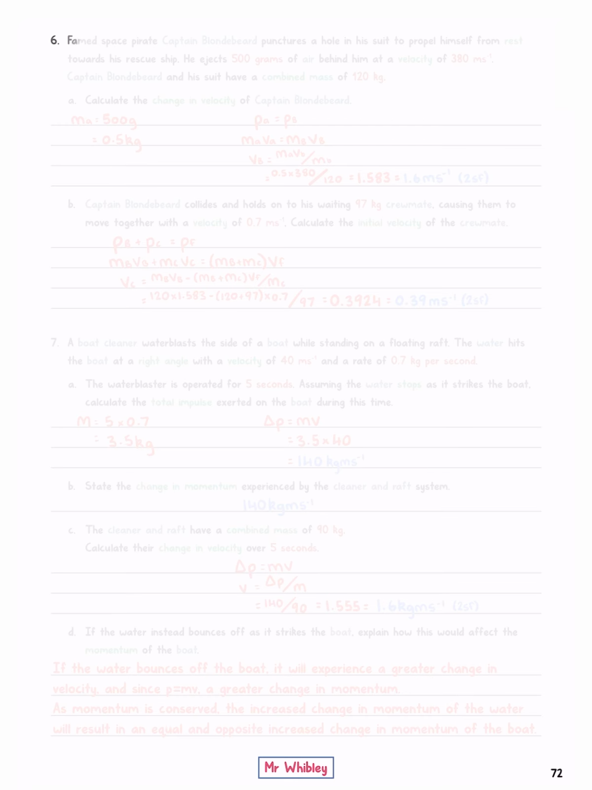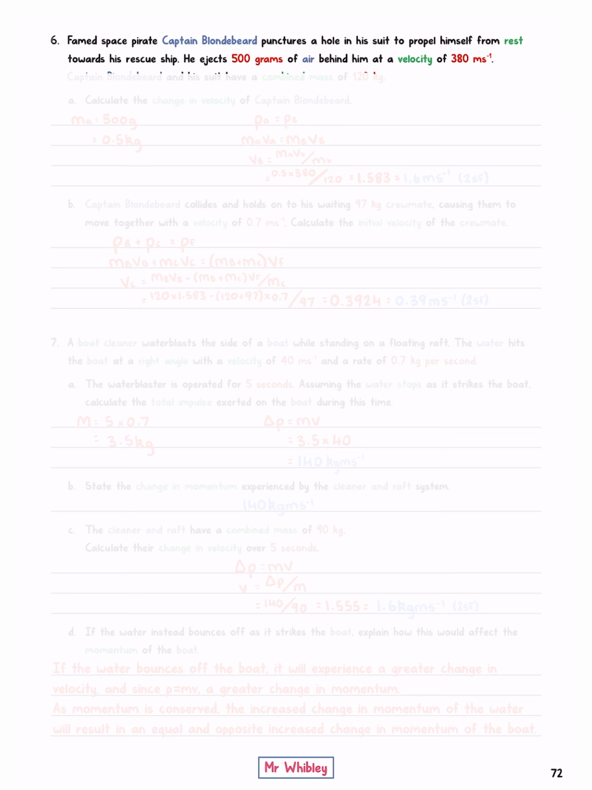Question 6. Famed space pirate Captain Blondebeard punctures a hole in his suit to propel himself from rest towards his rescue ship. He ejects 500 grams of air behind him at a velocity of 380 meters per second. Captain Blondebeard and his suit have a combined mass of 120 kilograms. Calculate the change in velocity of Captain Blondebeard.